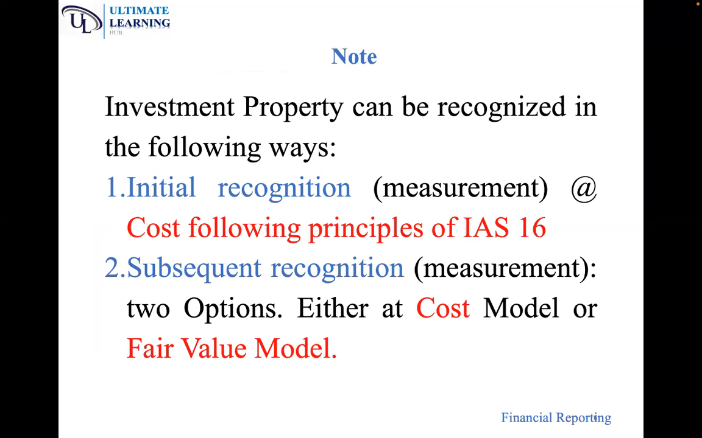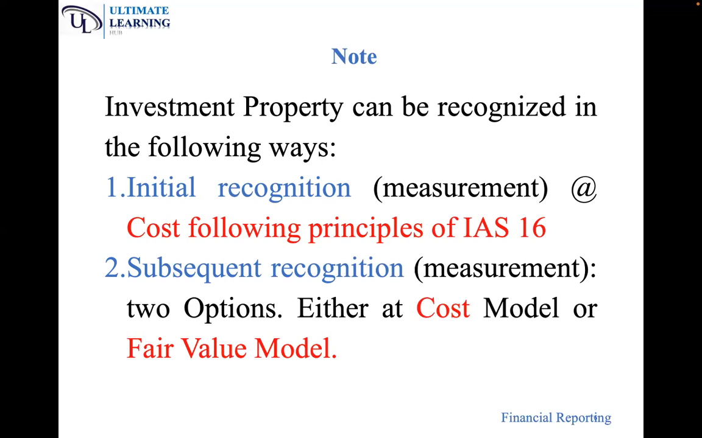Now, note that investment property can be recognized in two ways. There are two ways of recognizing investment property. When we are looking at recognition in this case, there is recognition for the first time, and there is recognition for the second time, the second year moving forward. Now, when we are recognizing investment property for the first time, it should be recognized at cost, following the principles of PPE, that is IAS 16. So they follow the same principles as IAS 16.